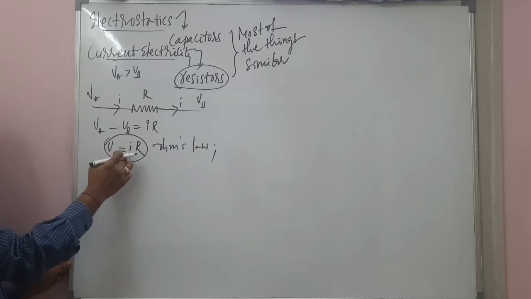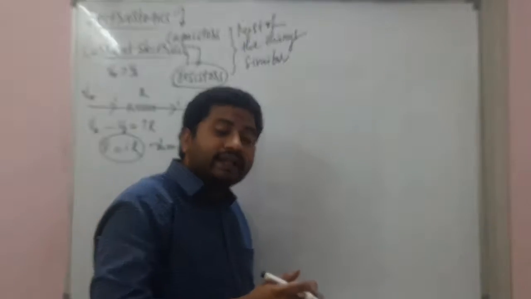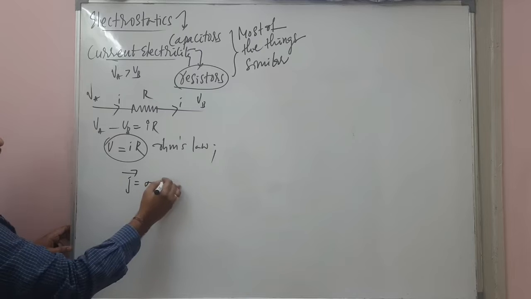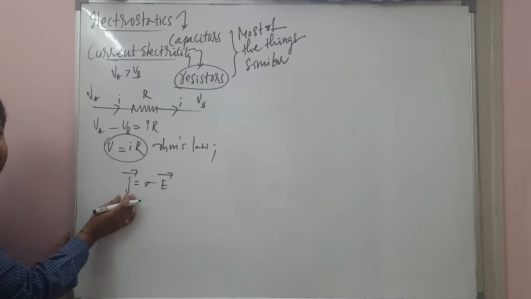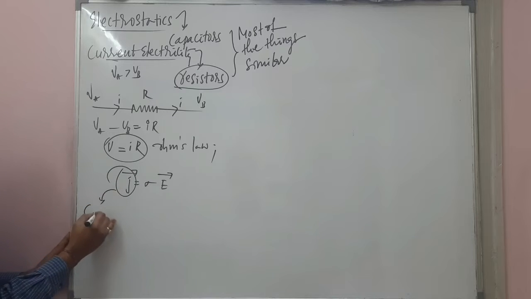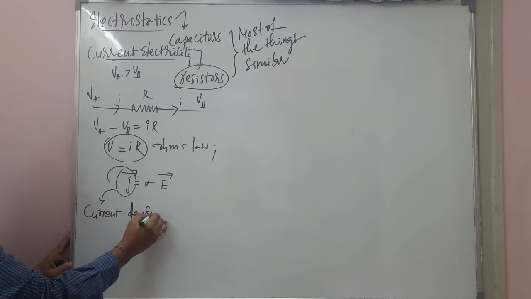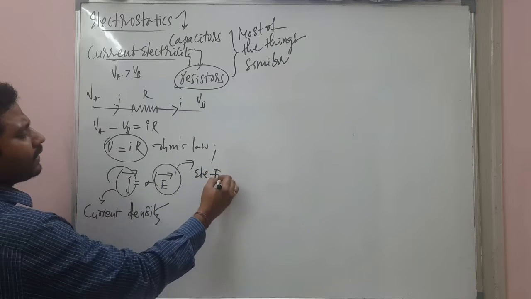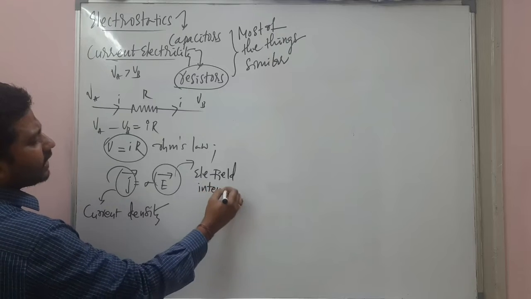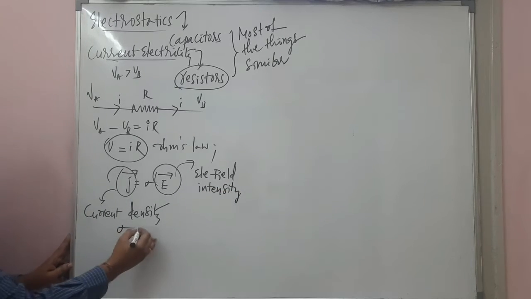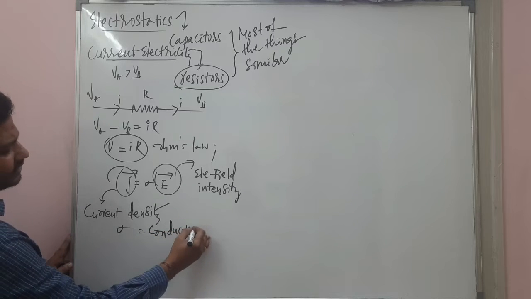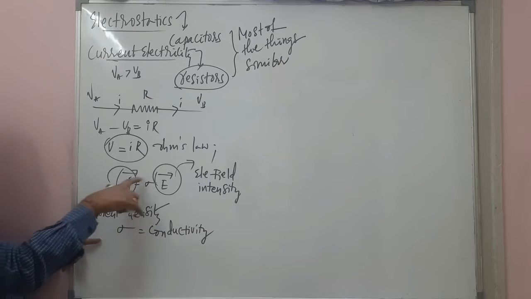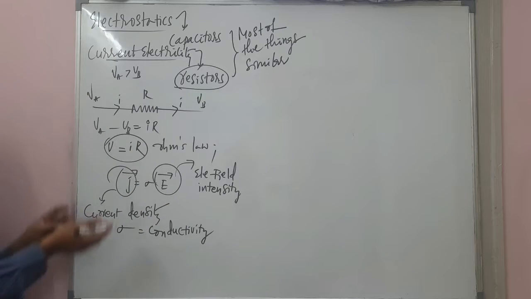Most of the students think that this is the only form of Ohm's law, but in reality it's not. There is another form of Ohm's law, which is J bar equals sigma E bar. What is J bar? Current density. And E bar is the electric field intensity, and sigma is conductivity. Remember this: this is another form of Ohm's law in terms of J, E and sigma.